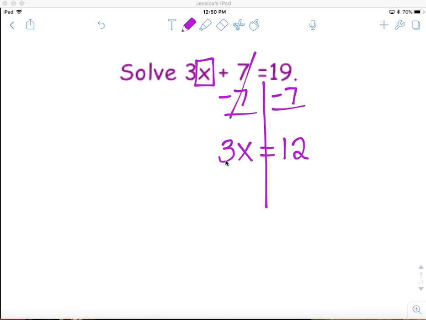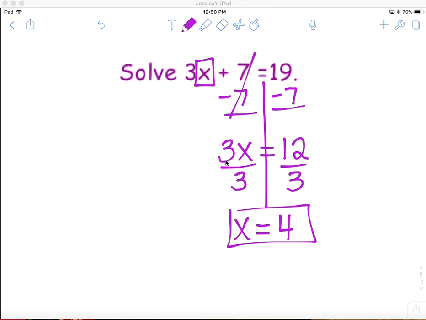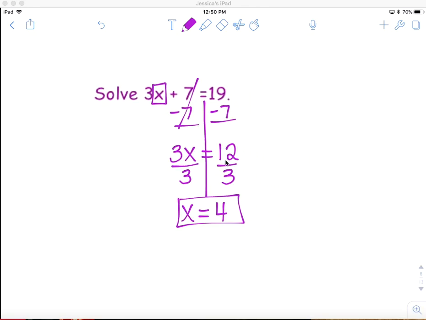Now we're back to our one-step equation, 3x equals 12. To get rid of the 3, which is being multiplied by x, we are going to divide both sides by 3. My final answer here is 4. You can check these just like you did the others.